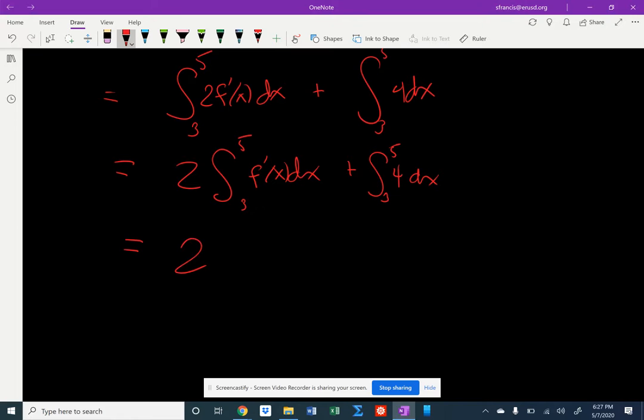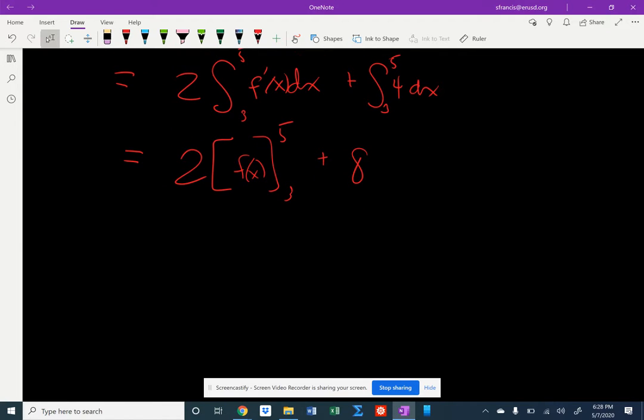But the antiderivative of f prime is just f. So this is just f of x from 3 to 5 here. And then plus, like I said, this is a rectangle with a base of 2 and a height of 4. Or you could just do 4x from 3 to 5. It doesn't really matter. So this becomes 2 times f of 5 minus f of 3, and then plus 8.